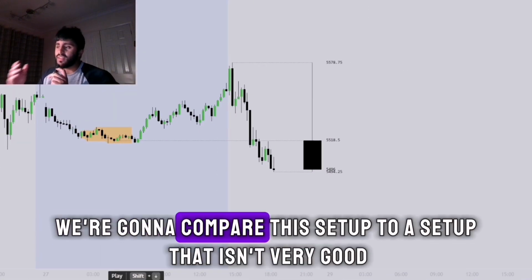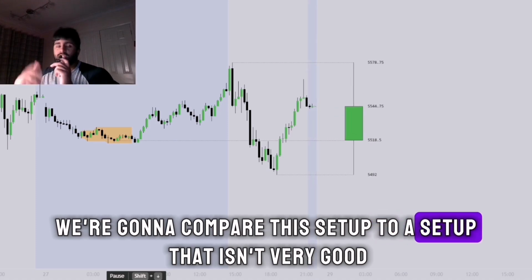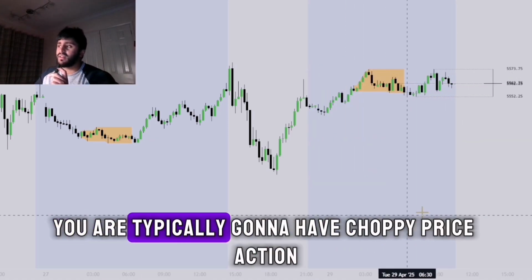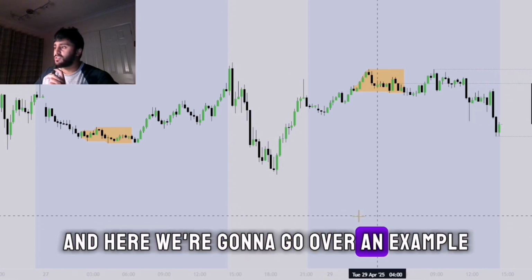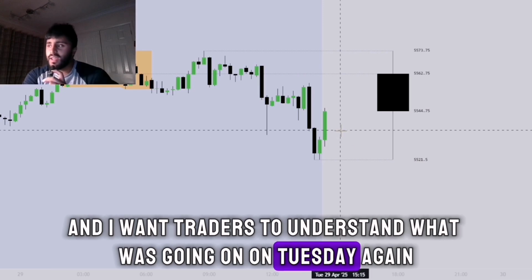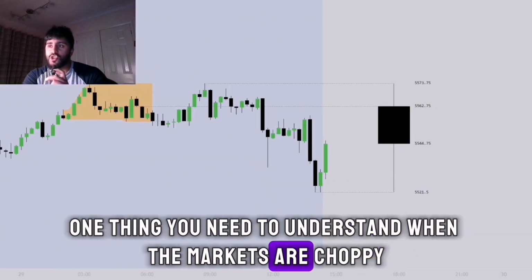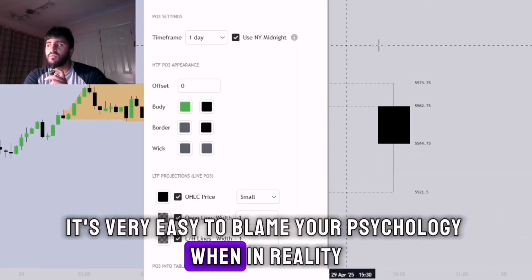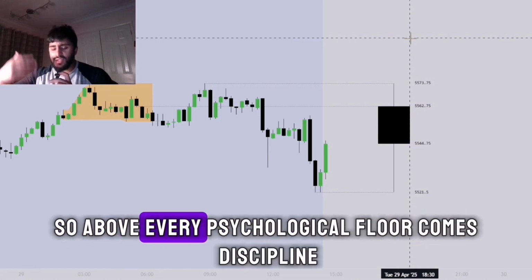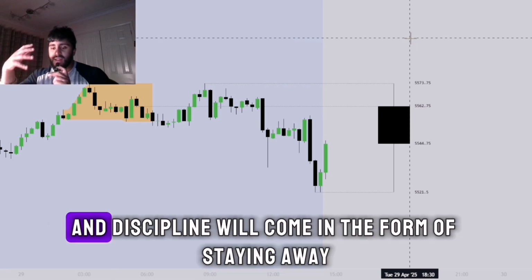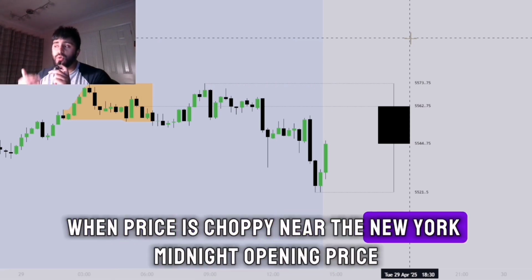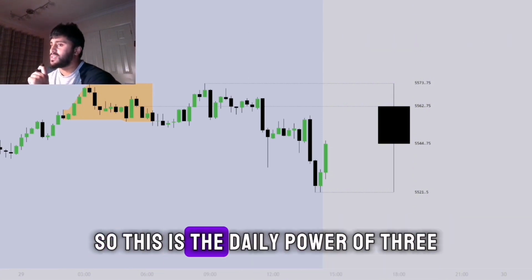And now we're going to compare this setup to a setup that isn't very good. When a setup isn't very good, you are typically going to have choppy price action. And here we're going to go over an example. So this is now Tuesday. And I want traders to understand what was going on Tuesday. Again, one thing you need to understand: when the markets are choppy, it's very easy to blame your psychology, when in reality, it's you that needs to know when to stay out. So above every psychological flaw comes discipline. And discipline will come in the form of staying away when price is choppy near the New York midnight opening price. So this is the daily power of three.